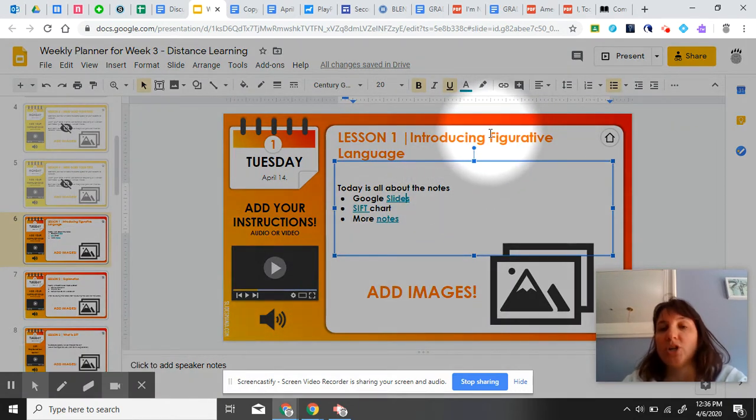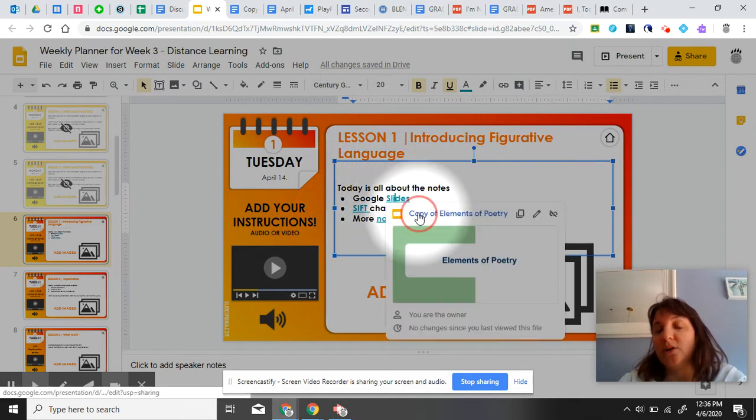All right, figurative language is language that is used to embellish, to describe, to develop character, setting, plot, conflict, all of those terms that we've been talking about before. These are more specific terms. So today's lesson is just getting you into that with some notes.